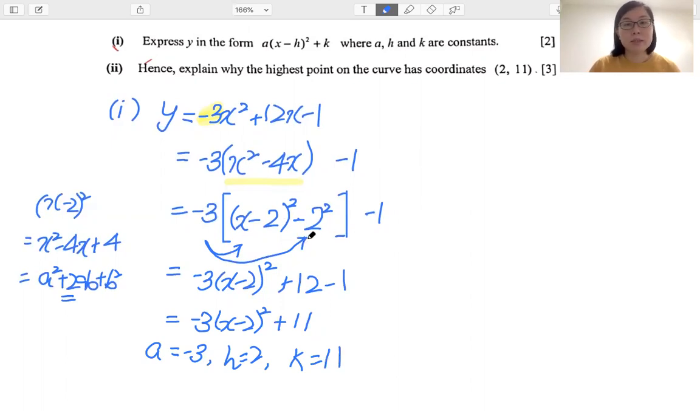This is 2 marks. Now, we're going to take a look at part 2 of this question. Hence, explain why the highest point of the curve is this 2, -11.